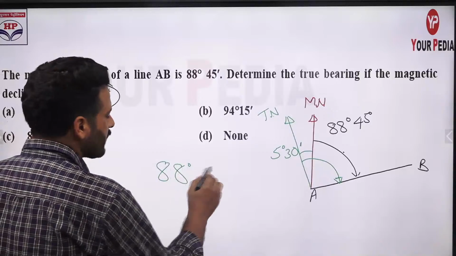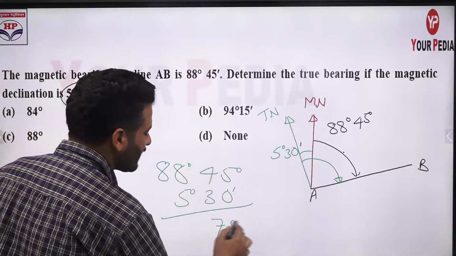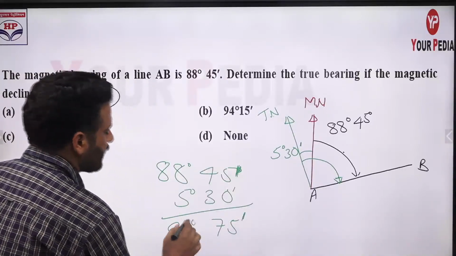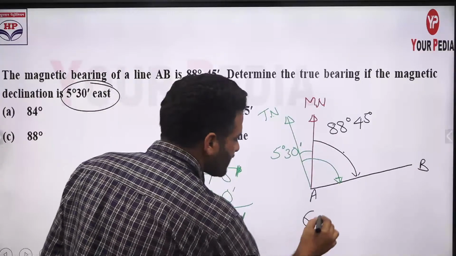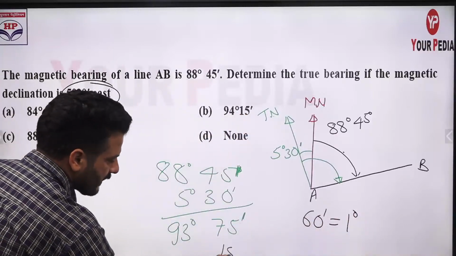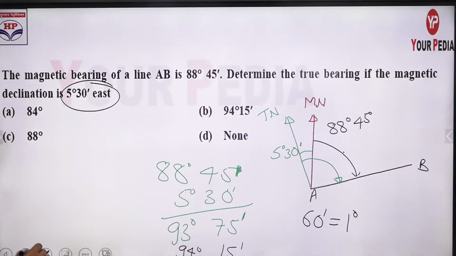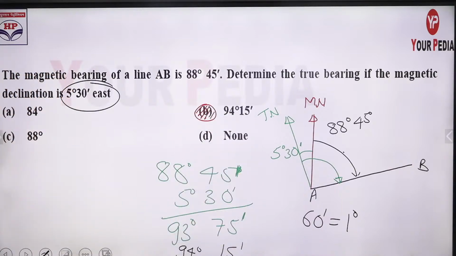So 88 degree 45 minute, just add 5 degree 30 minute. So now don't say, sir, this is 75 minute and here you are getting 93 degree, but this is not available in the question option. So guys, pay attention. I already told to you 60 minute equal to 1 degree. Just remove 60 from here and you will get this 15 minute, 93 plus 1 degree, 94 degree. So 94 degree 15 minute will be the answer simply. Okay. So this is the answer, basically option B. Yes, option B is the correct answer.